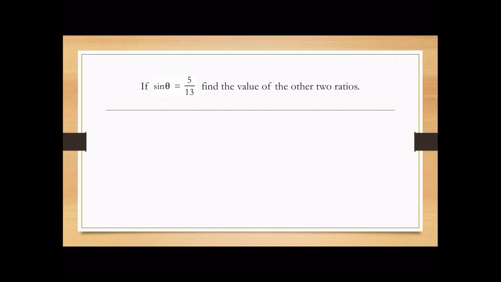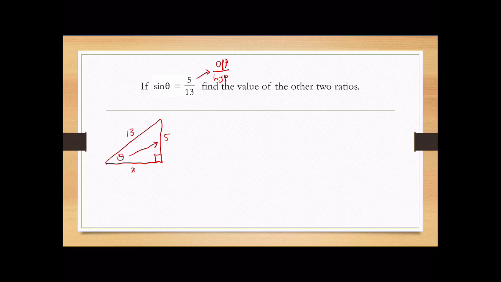And the final idea we're going to look at today: if we know one of the trig ratios, we can find the others. So if sine theta is 5 over 13, find the other two. Whenever you see something like this, the first thing you should do is draw a triangle. So draw a right angle triangle, and one of our angles is theta. This is telling me that opposite over hypotenuse is equal to 5 over 13. So in my triangle, that's my opposite side, so I'll call that 5. My hypotenuse, 13. That means I have a right angle triangle, I can find the third side.